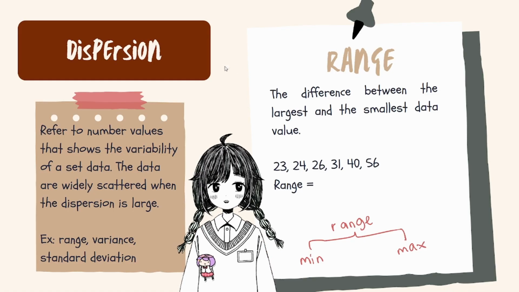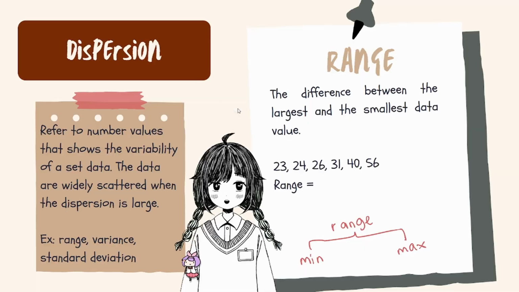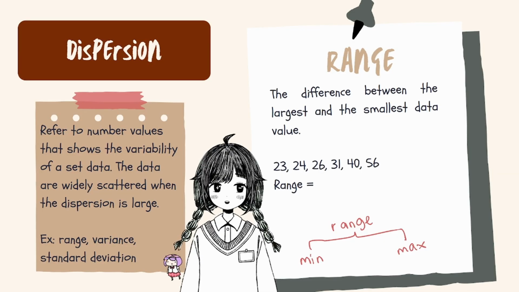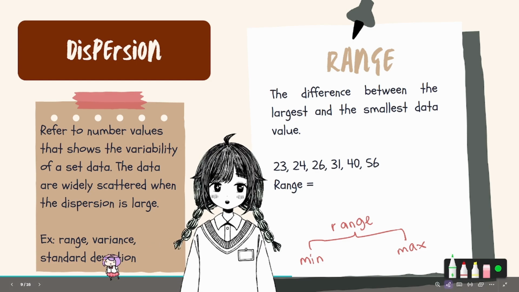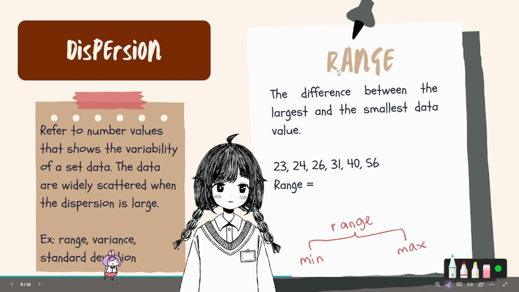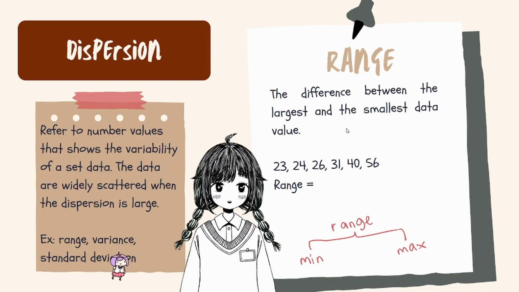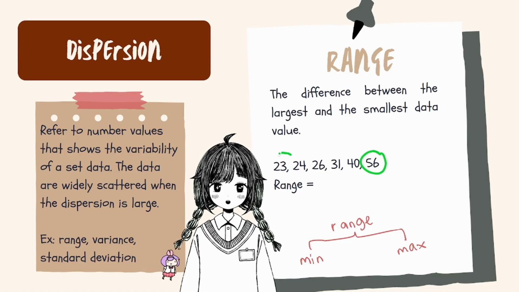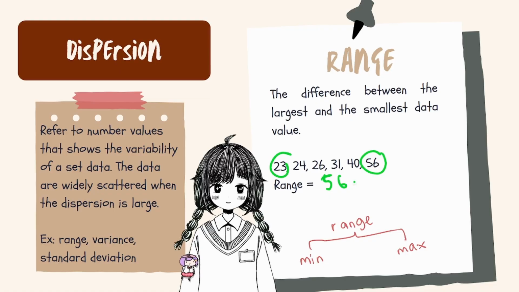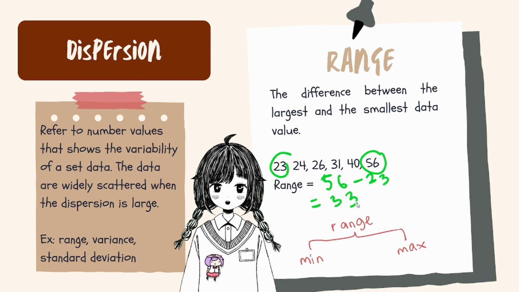And finally, the last subtopic is dispersion. It refers to the values that show the variability of a data set. The data are widely scattered when the dispersion is large. The measures of dispersion are range, variance, and standard deviation. We start with range. It's very simple. Just calculate the difference between the largest data and the smallest. So here we have 56 minus 23, which equals 33. That is our range.